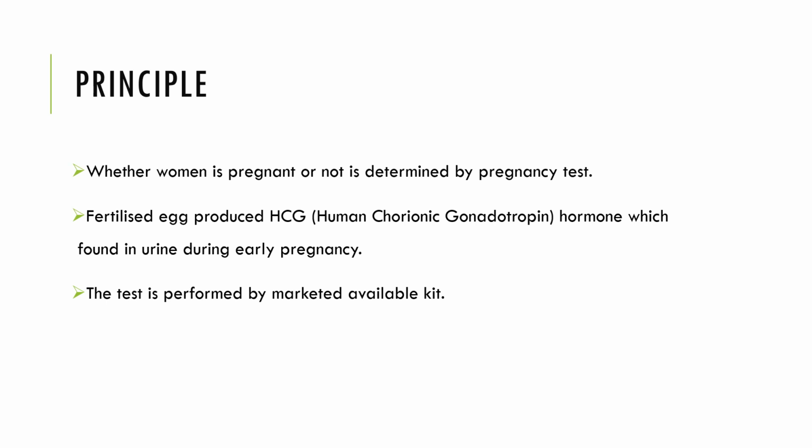Principle: on what basis, what is the principle behind this experiment? So whether the woman is pregnant or not, it is determined by the pregnancy test. The fertilized egg secretes a hormone called human chorionic gonadotropin hormone, which is found in urine during early pregnancy. And when a urine sample of a pregnant woman reacts with a specific HCG antibody, a precipitation-like reaction occurs, and this precipitation-like reaction is used as a diagnostic test for pregnancy.